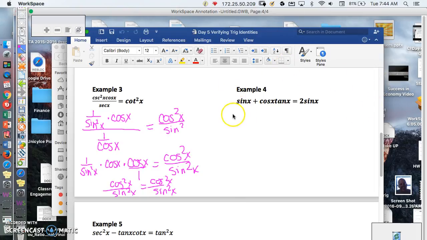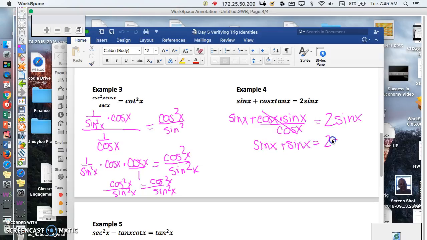Number 4, so let's start. We got the sine of x plus the cosine of x times sine of x over cosine of x equals 2 sine of x. Well, one thing I noticed right there, that's gone. So now we have sine of x plus sine of x equals 2 sine of x. Well, that makes sense because there's 2 sine of x's over here.